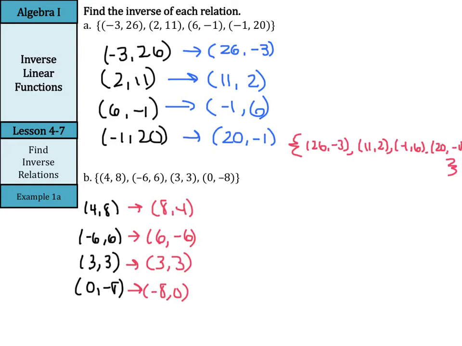So when I go to rewrite this one, start with your brace, and we have (8, 4), (6, -6), (3, 3), and lastly, (-8, 0), and this time I did save room for that brace. So that's how you find the inverse of relations when you're given the ordered pairs.